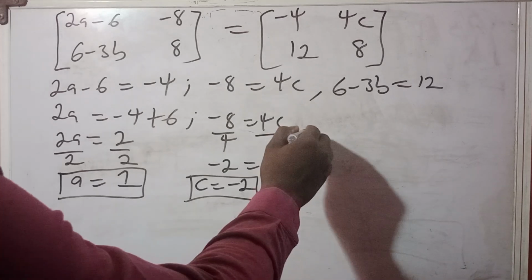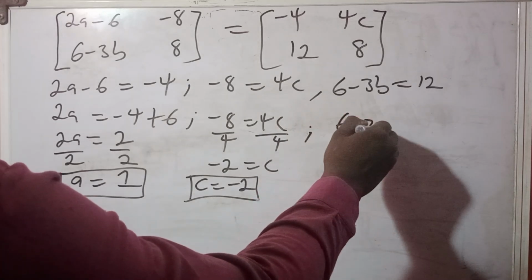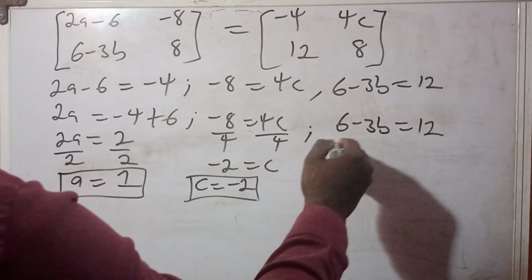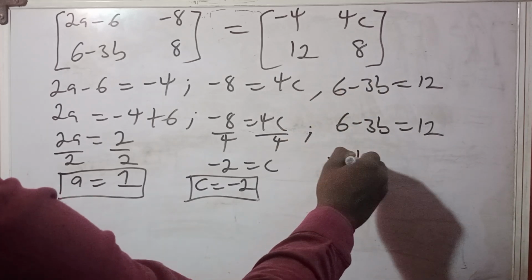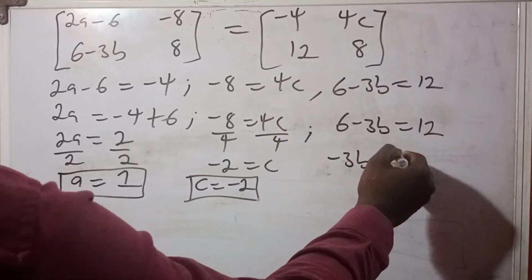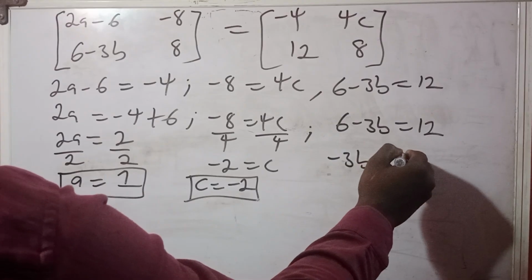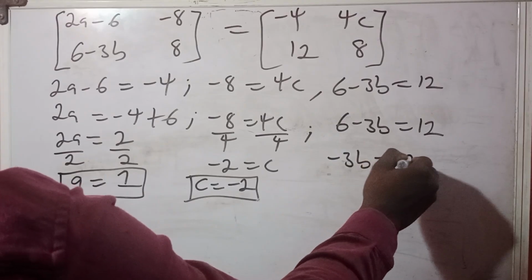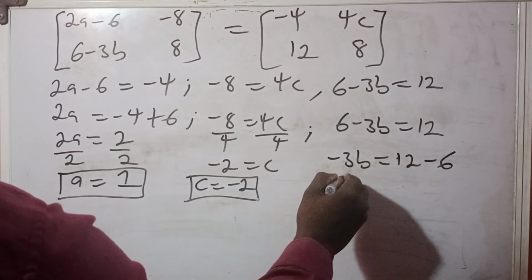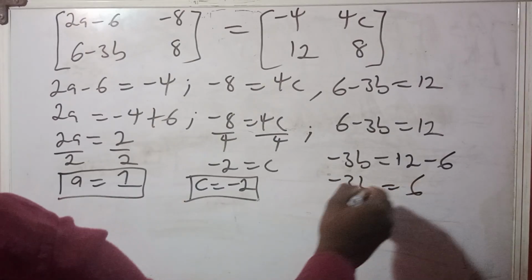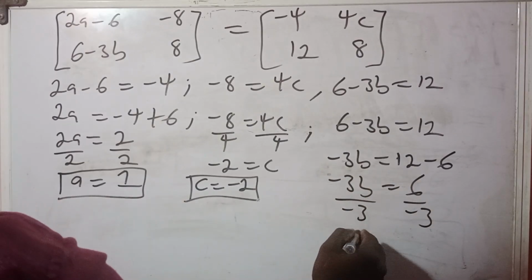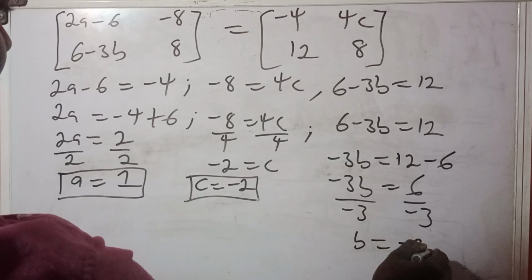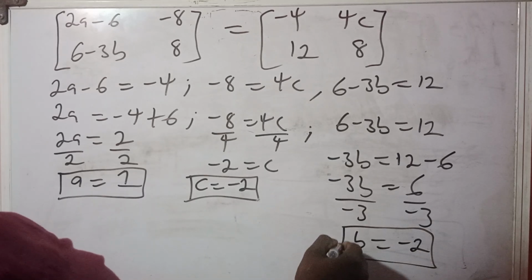Alright, now to find b, you make b the subject of the formula, and that means you have to move everything out from the side it is on. This will be 12 minus 6. This will be minus 3b equals 6. Then divide both sides by minus 3. Our b here will be equal to minus 2. If you got that right, let me know in the comment section.